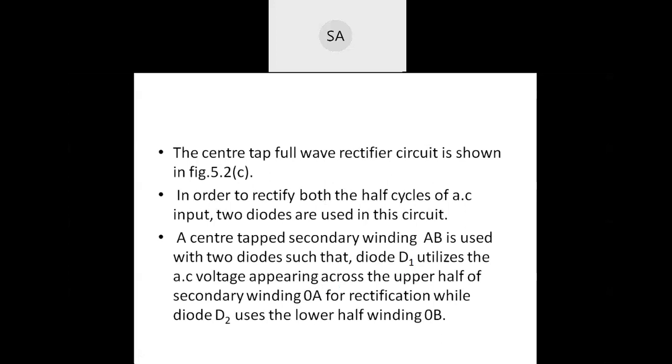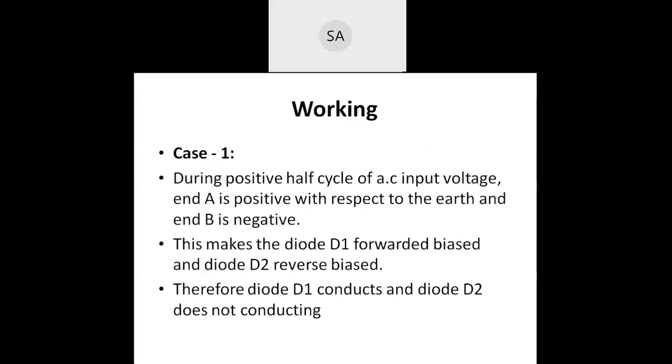Okay. So a center tapped secondary winding AB is used with two diodes such that diode D1 utilizes the AC voltage appearing across the upper half of the secondary winding 0 to A for rectification, while diode D2 uses the lower half winding 0 to B for rectification. So let us discuss the working of this center tapped full wave rectifier.